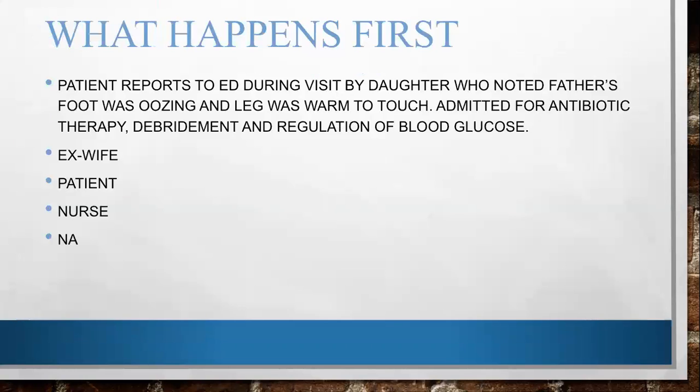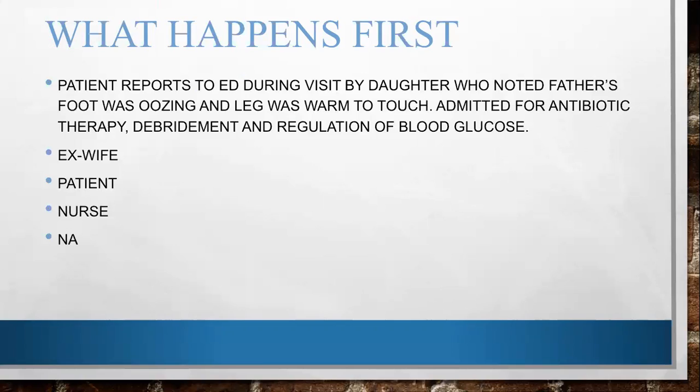Well, what happens next with our patient? Again, he arrives on the floor. He's admitted for antibiotic therapy, debridement, and regulation of blood glucose. His ex-wife is there. You have your patient, nurse, and nursing assistant. These are the people who you will act out when you're going over this scenario and discussing what the plans are, what each of your roles would do, and how you handle each other.